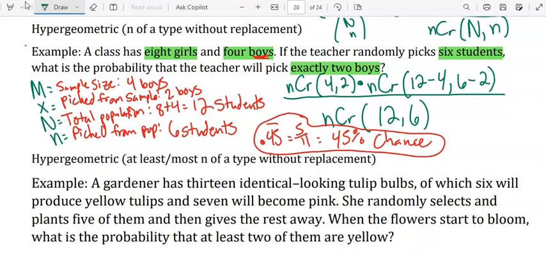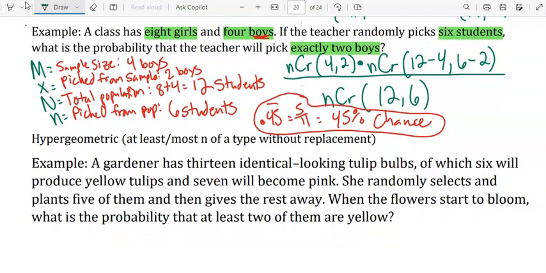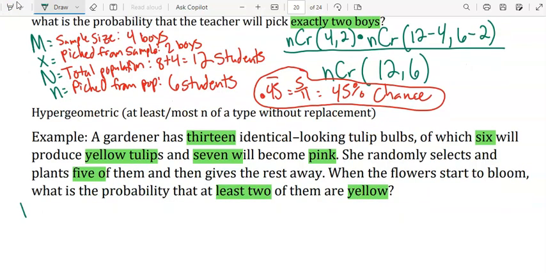Let's look at this example. Hypergeometric with at least or at most n of a type without replacement. A gardener has 13 identical looking tulip bulbs, of which 6 will produce yellow tulips and 7 will become pink. She randomly selects and plants 5 of them and gives the rest away. When the flowers start to bloom, what is the probability that at least 2 of them are yellow? So we want to identify our 4 variables.